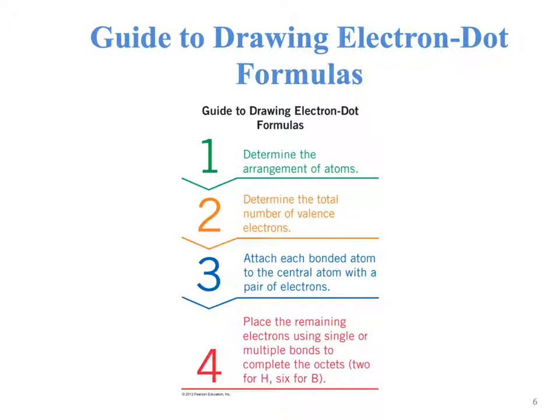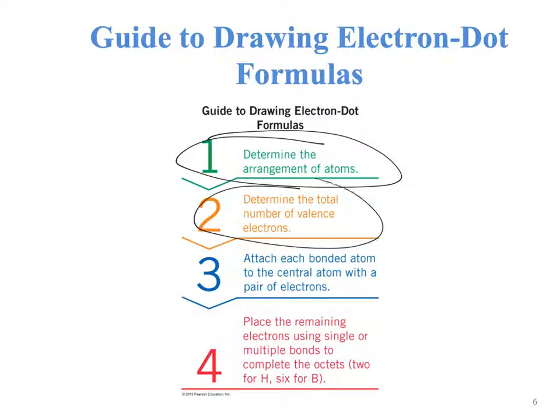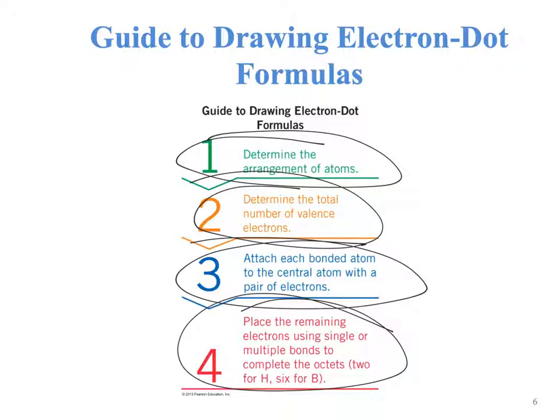So how do we draw the electron dot formulas? First, you determine the arrangement of the atoms, then you determine the number of valence electrons. You add each atom bonded to the central atom. Which one is going to be the central atom? The central atom is going to be that element that can make more bonds, and then place the electrons that you have. Let's do these examples together.